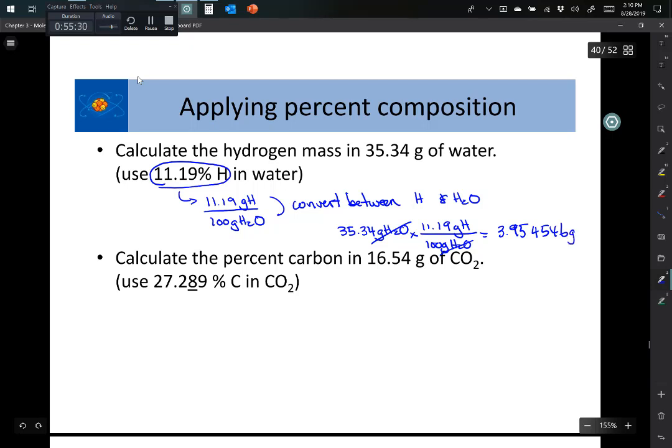Grams of hydrogen. So how many sig figs should be in that answer? Well, my percent has 4, so I should round that to 4 sig figs. It'll be to here, so it's 3.955 grams of hydrogen with sig figs.